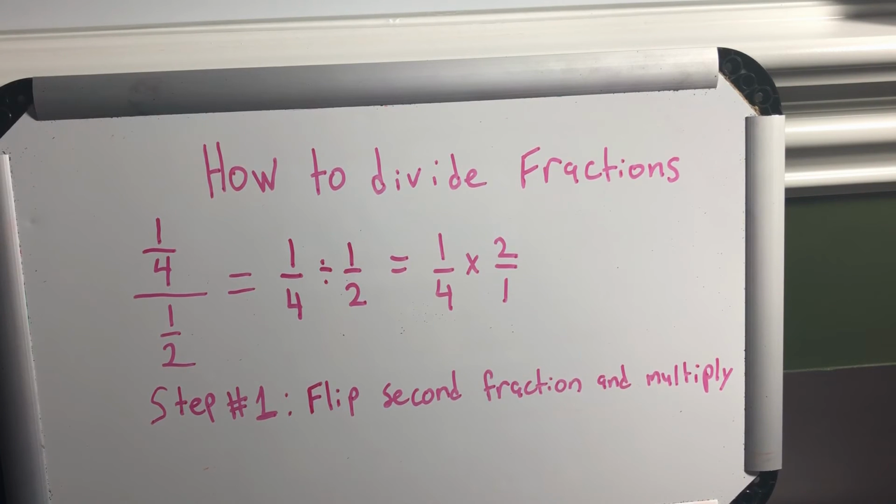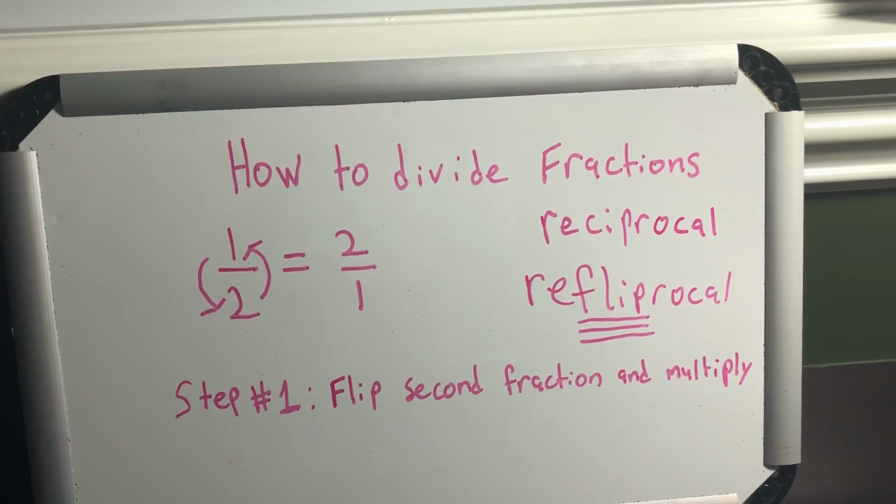And we're going to go ahead and multiply straight across, multiply the numerators. 2 times 1 is 2. And on the bottom, the denominators, 4 times 1 equals 4. 2/4, reduce it, 1/2.